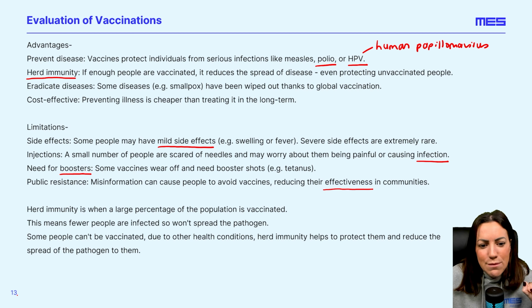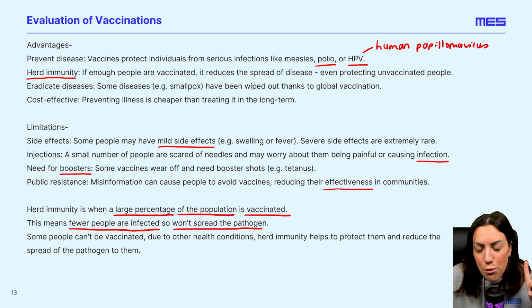Just a little bit more about herd immunity in case it comes up on your exam. As I said before, it's when a large percentage of the population is vaccinated. It means fewer people are infected, so there are fewer people to spread the pathogen. Now, this even helps people that are not vaccinated, whether that be through choice that they're not vaccinated, or maybe some people can't be vaccinated because they have other health conditions, they have weakened immune systems. Herd immunity can help to protect those people too, because with fewer infected people, it's going to reduce the spread of the pathogen to them.